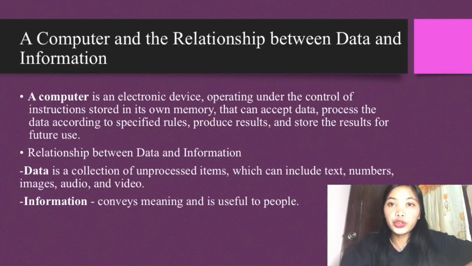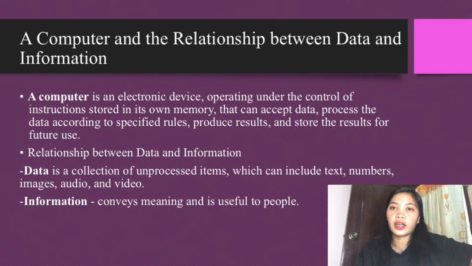Next is a computer and the relationship between data and information. So a computer is an electronic device operating under the control of instructions stored in its own memory that can accept data, process data according to specified rules, produce results, and store the results for future use. Data is a collection of unprocessed items, which can include text, numbers, images, audio, and video, and the information conveys meaning and is useful to people.